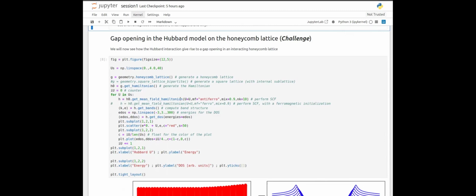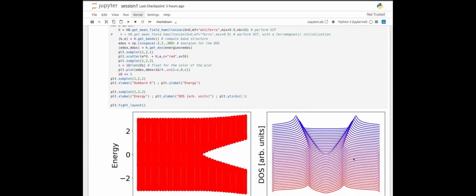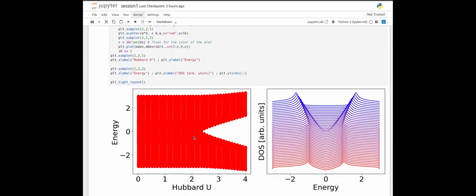So we solve the mean field equations at a certain u with an anti-ferromagnetic initialization. We compute the band structure, we compute the density of states, and we plot everything. And if we do that, we effectively obtain something like this. And the very interesting thing here is that now you get a gap opening, not for very small u's, but there's actually a critical value of u that you need in order to open this gap.